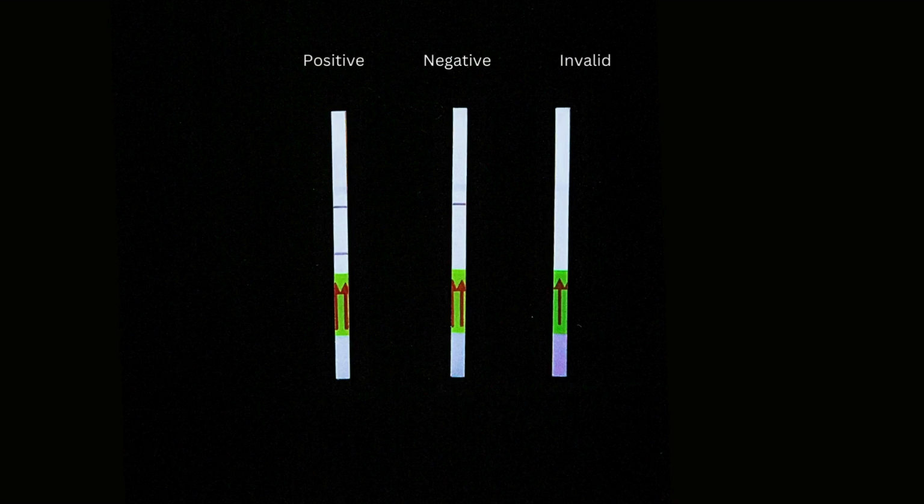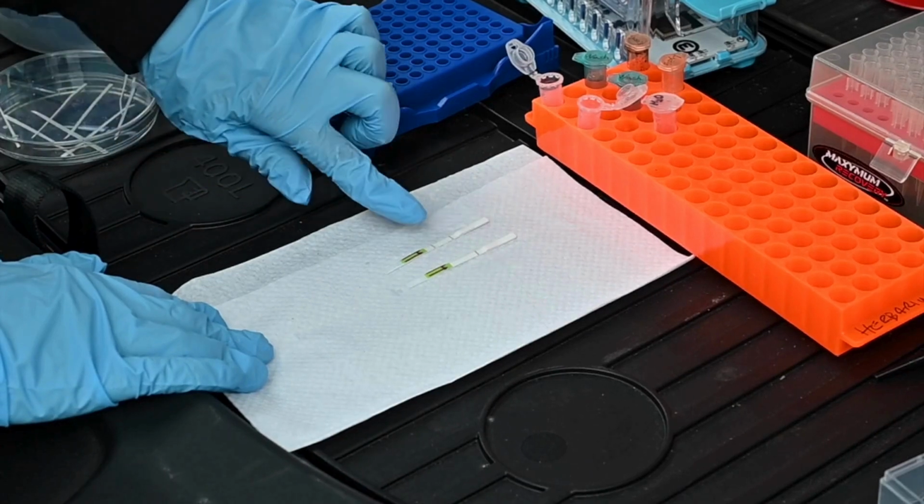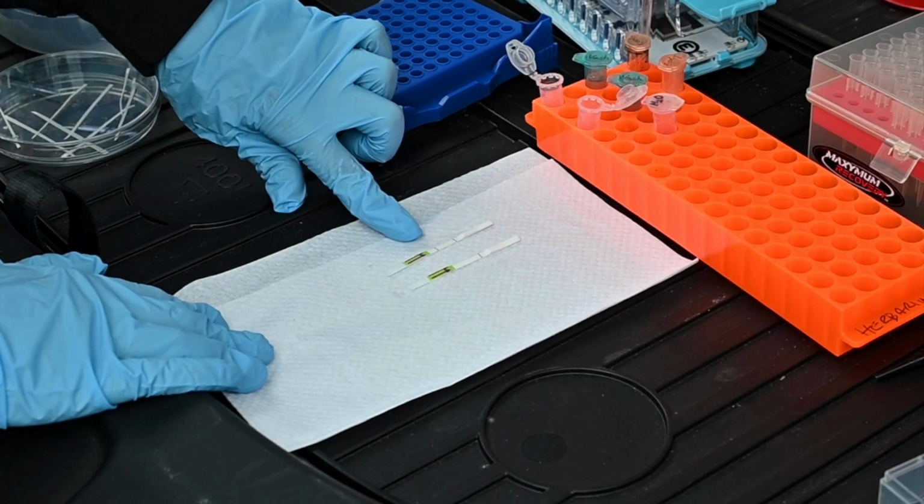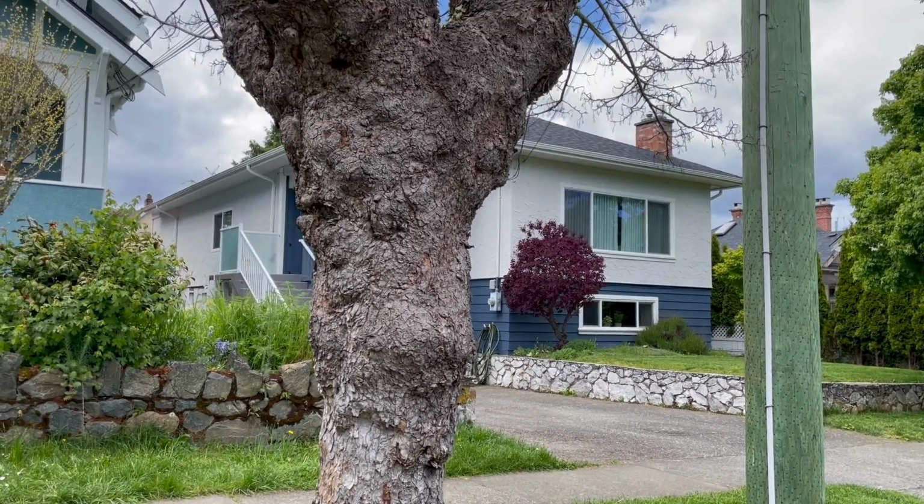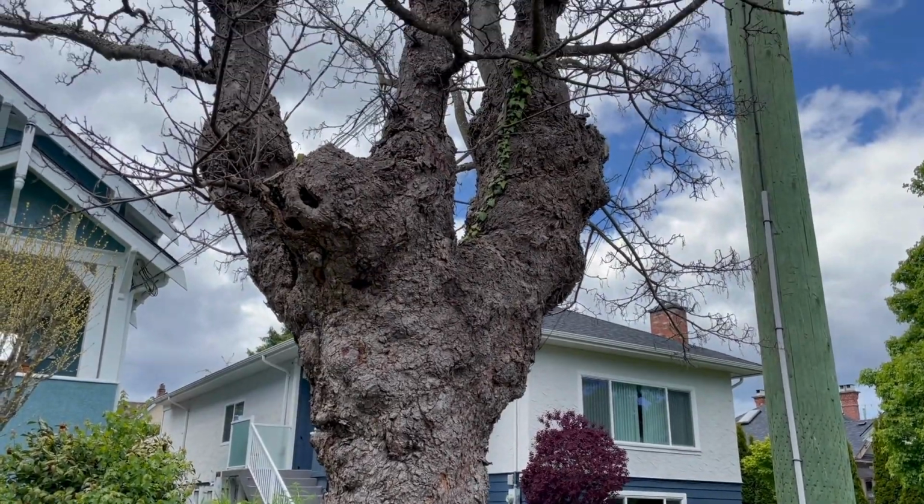A positive result will have 2 bands, the upper control band and the lower positive band. A negative result will only have the control band. If no band shows up, the test is invalid. This test can detect concentration as low as 20,000 spores per milliliter, with an accuracy nearing 100%. From these results, we see that our sample tested positive, indicating that this dead tree is infected with Sootybark disease.